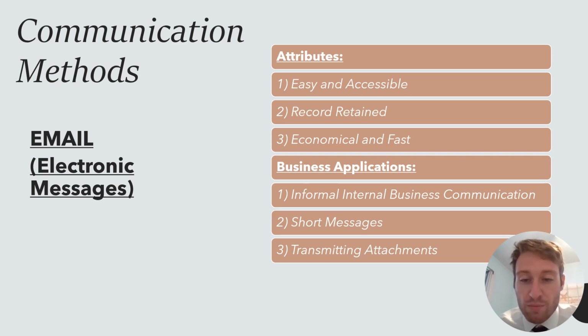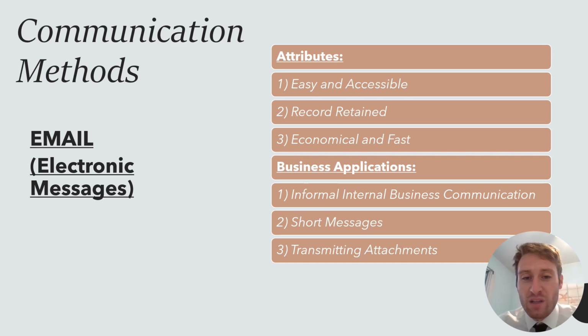Okay, so now we'll go over communication methods. Our first method is going to be email. We're all familiar with email, right? It's electronic messages over the internet. So what are some good things about it, right? It's easy. Everyone has access to it today. Records are retained. We send it to someone, we're able to see, especially nowadays, when it's delivered. We're able to see when it's opened, and the record of the email is always retained.